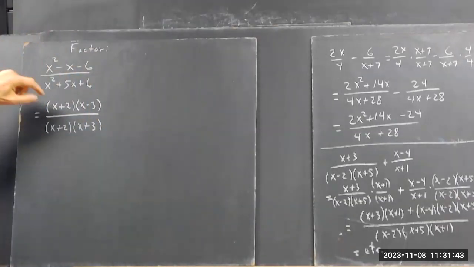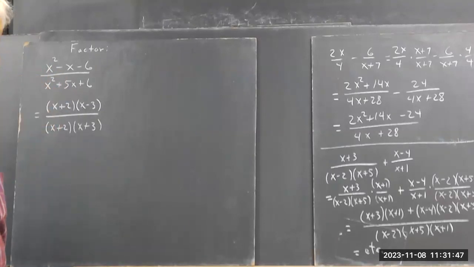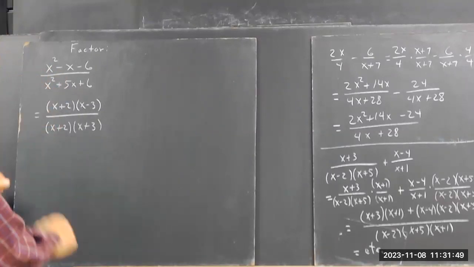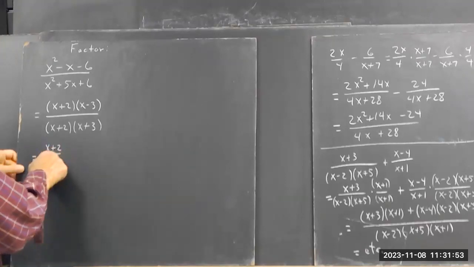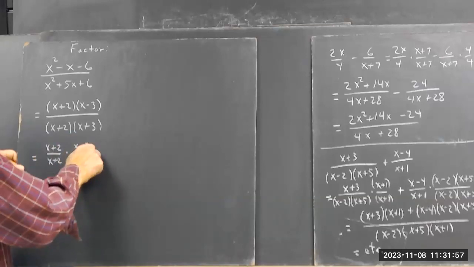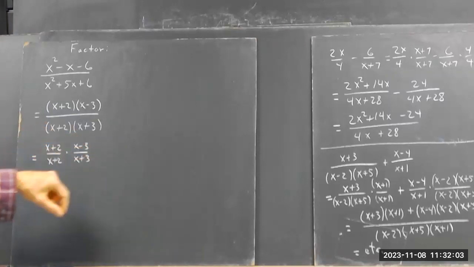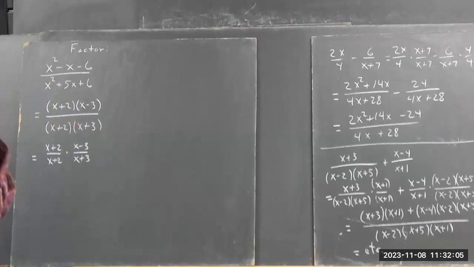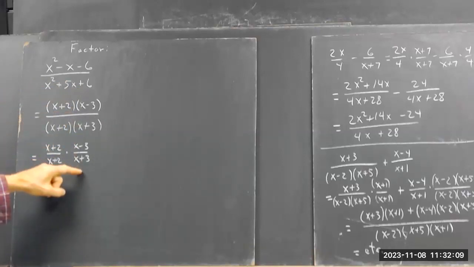Now you notice that we've got an x plus 2 here and an x plus 2 here. So we could write this as x plus 2 over x plus 2 multiplied by x minus 3 over x plus 3. You agree if we were to multiply this out, we would end up with this, right? This times this gives us this times this gives us this.